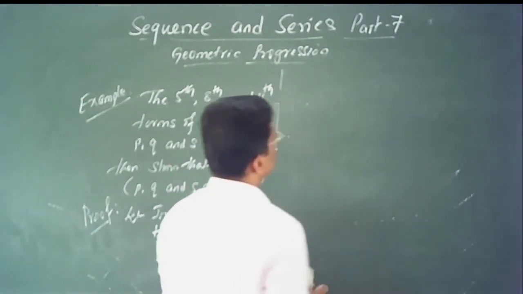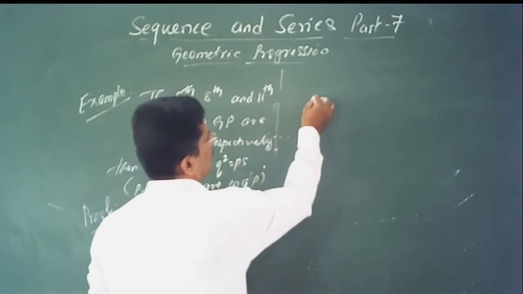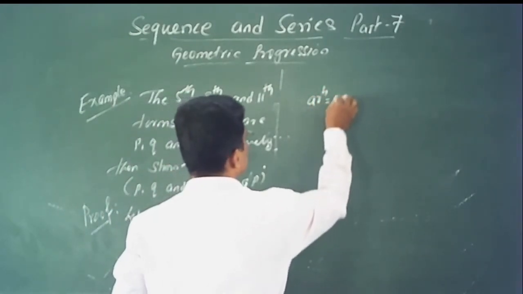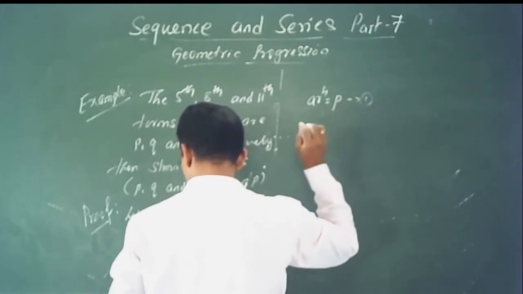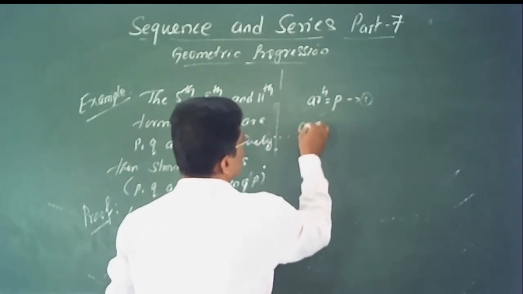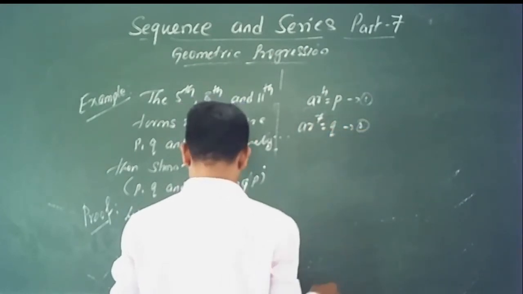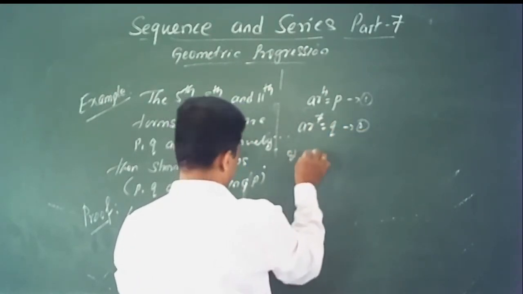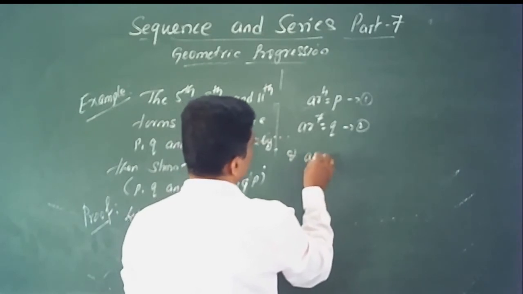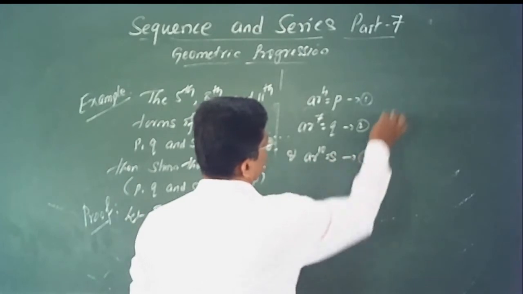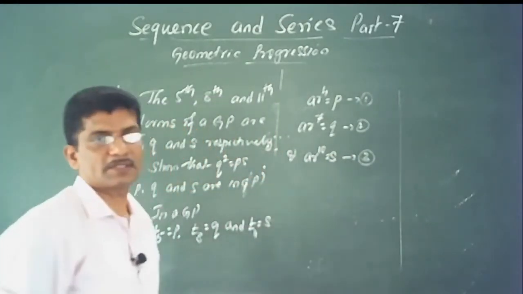If A is the first term and R is the common ratio, T5 means A into R raised to 4 is equal to P, the first equation. T8 means A into R to the power 7 is equal to Q, the second result. And T11 means A into R raised to 10 is equal to S, the third equation.